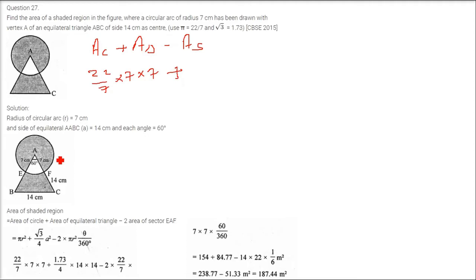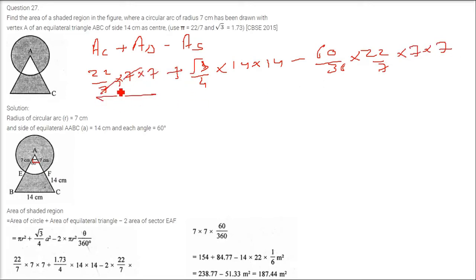Then we have the area of the triangle. Area of the triangle is what? Because it is an equilateral triangle, root 3 by 4 into side square. Side is given as 14 into 14. Now what is the area of this sector? Because the angle is given, it will be theta by 360 into pi r square. What is pi? 22 by 7. And r is 7 into 7.